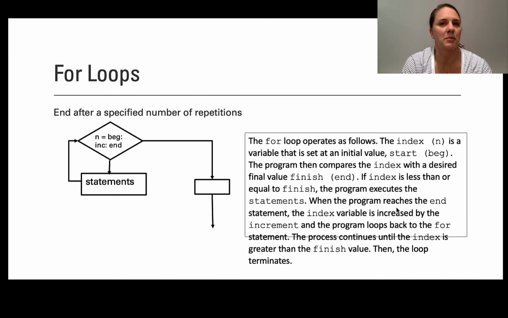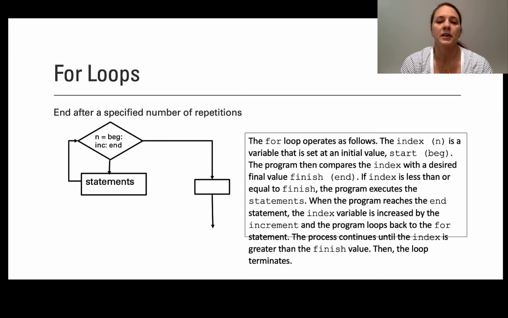Here is just a summary. This is in your note sheet, but I'll read it aloud here one time. So the for loop operates as follows. The index, which we have used n for in the flowchart and the piece of code that I provided, is a variable that is set at an initial value, a starting value. We called it BEG for beginning in this case.